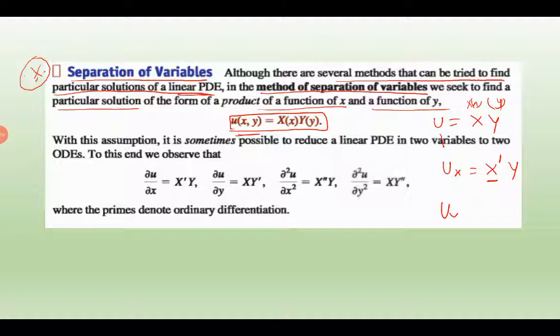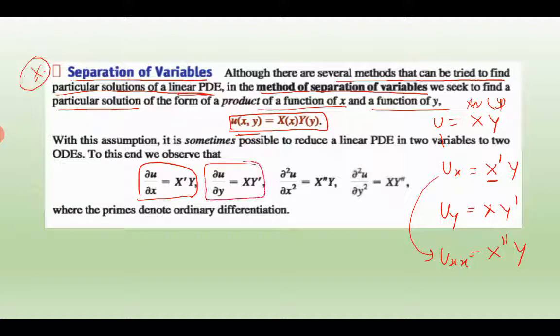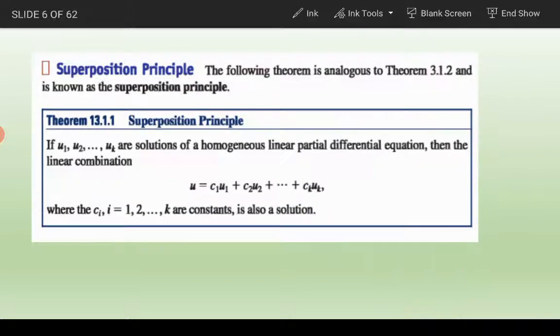If you want to find uy, when you differentiate u with respect to y, you will find XY prime. So when you differentiate ux again, uxx will be X double prime Y, since y will not be differentiated partially, isn't it? So that's what is given here. Ux is X prime Y, uy is XY prime, uxx is X double prime Y, and from this one we can find uyy, which is XY double prime. And by using these derivatives we can separate the variables. So this is the method of separation of variables, right?